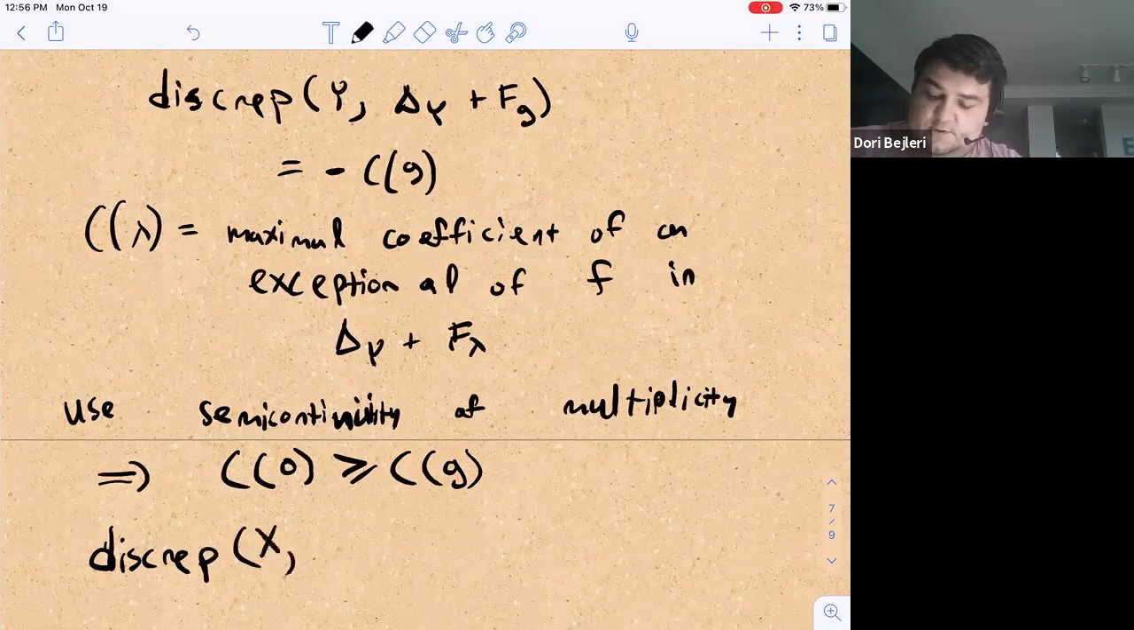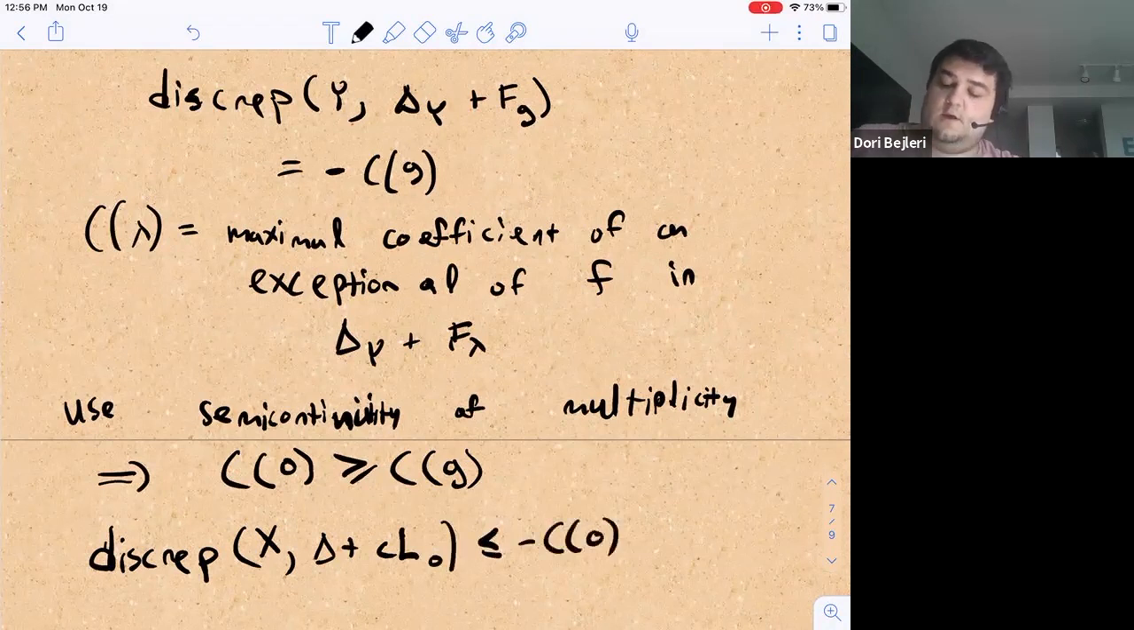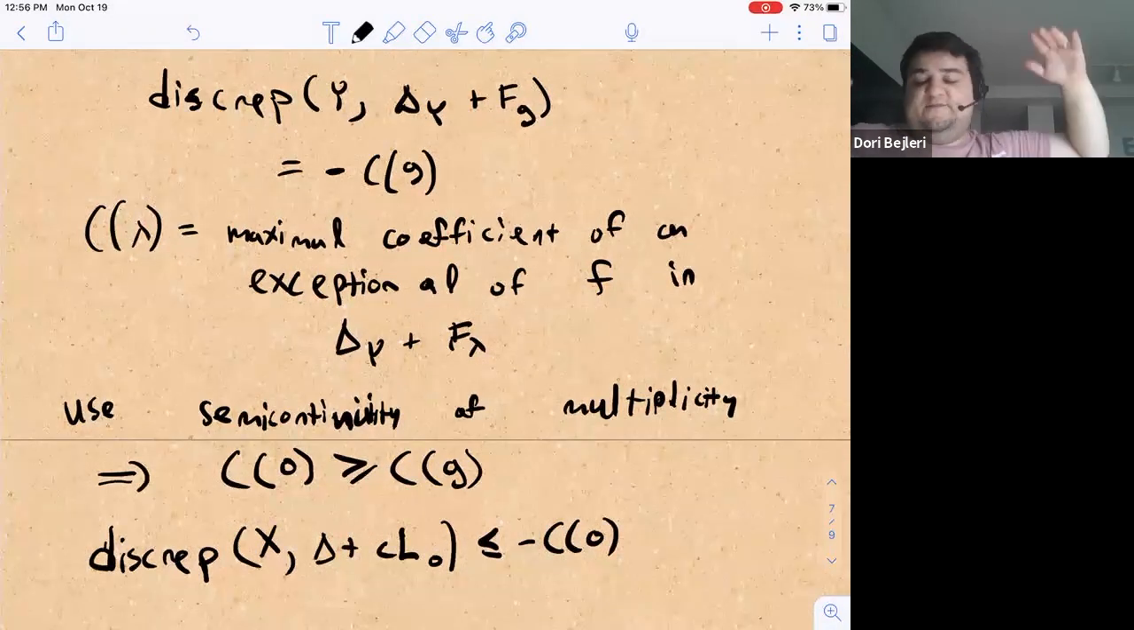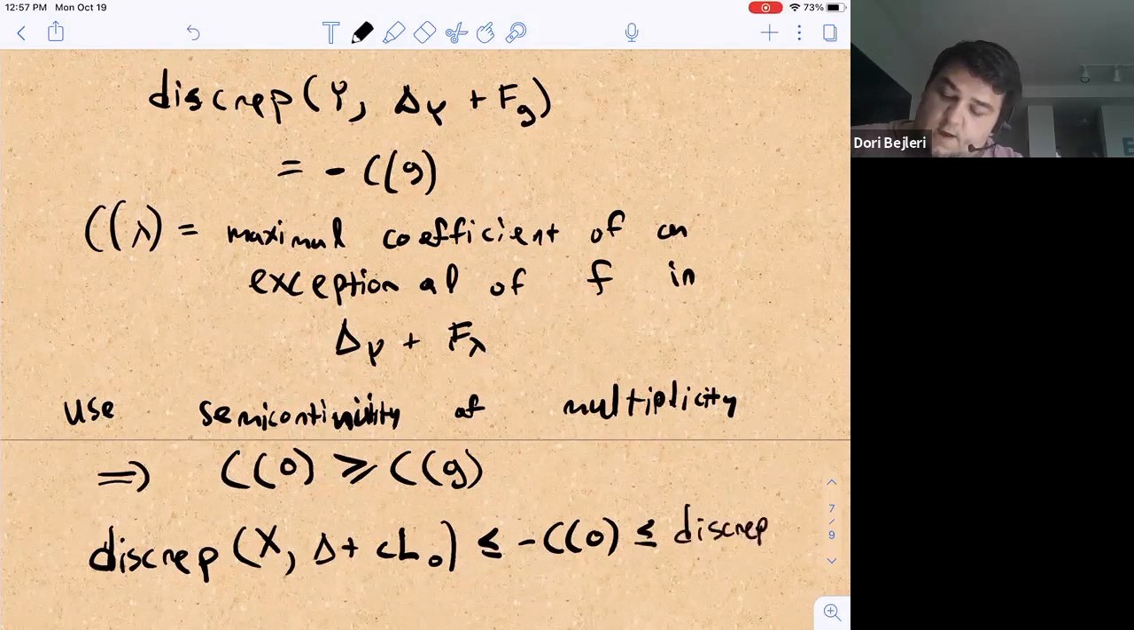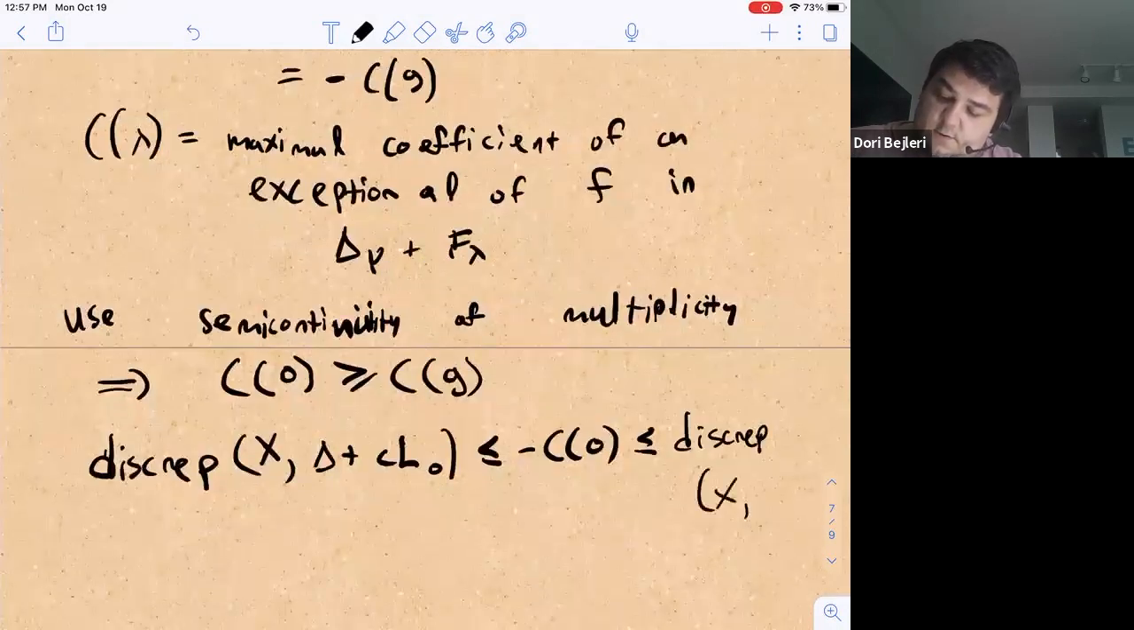because then the discrepancy of y, well, it's the same as x, with the special one, is less than or equal to this minus C0. It might be even smaller because maybe for L0, we haven't blown up enough. We don't have a normal crossings resolution. We might have to blow up even more, so our discrepancy might be even smaller, but it's at most minus C0, which is less than or equal to the discrepancy of LG.